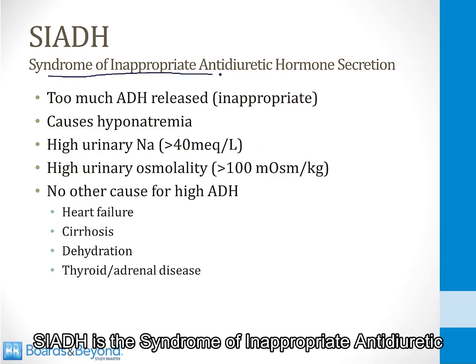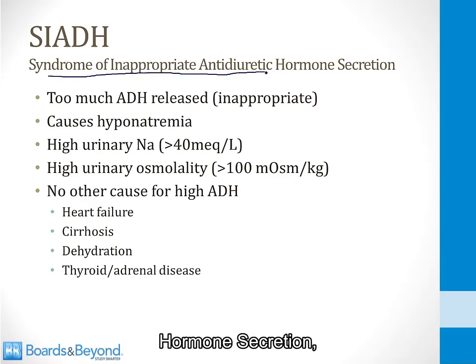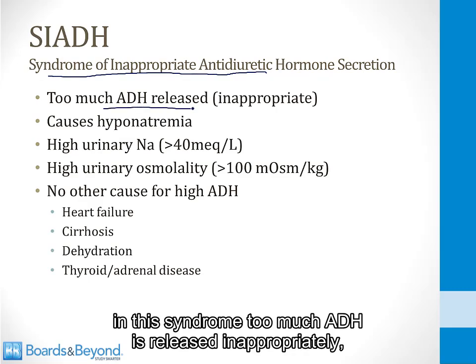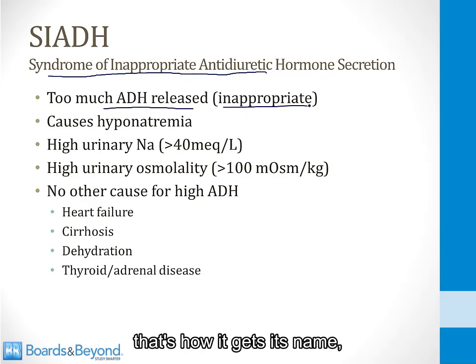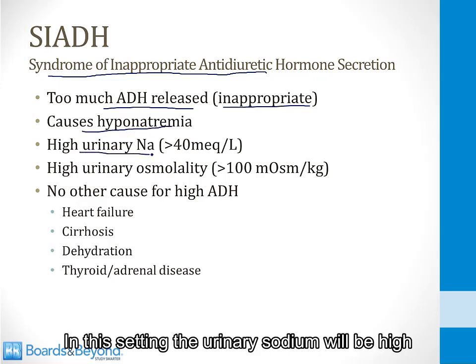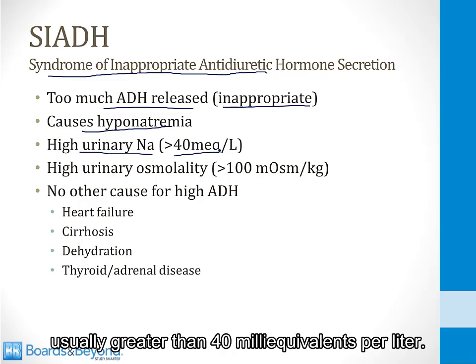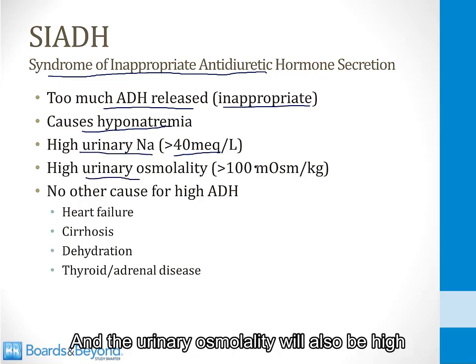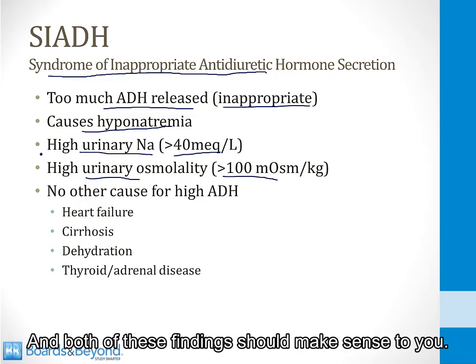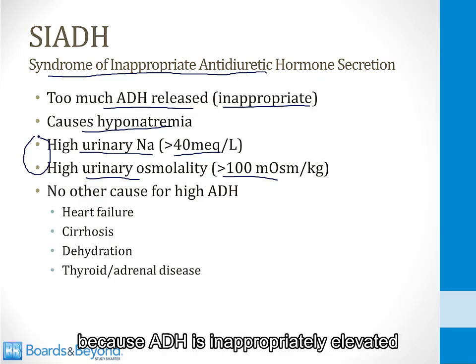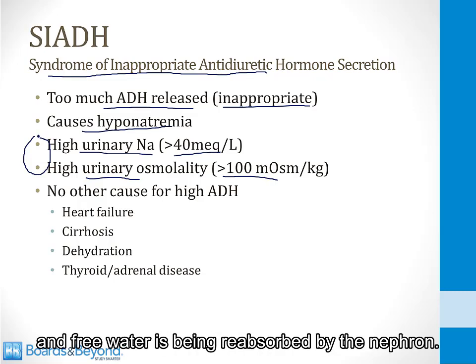SIADH is the syndrome of inappropriate antidiuretic hormone secretion. In this syndrome, too much ADH is released inappropriately, that's how it gets its name, and this leads to hyponatremia. In this setting, the urinary sodium will be high, usually greater than 40 milliequivalents per liter, and the urinary osmolality will also be high, usually greater than 100. And both of these findings should make sense to you. The urine is being concentrated because ADH is inappropriately elevated and free water is being reabsorbed by the nephron.